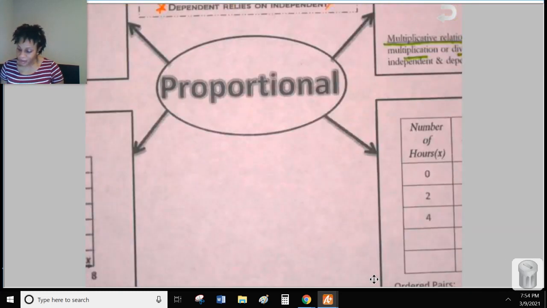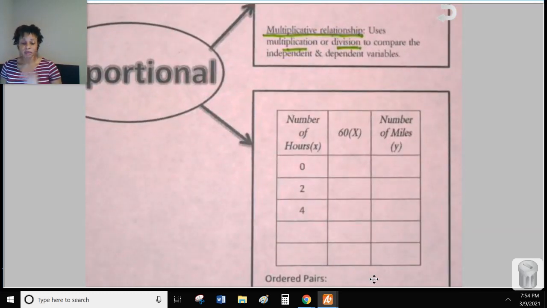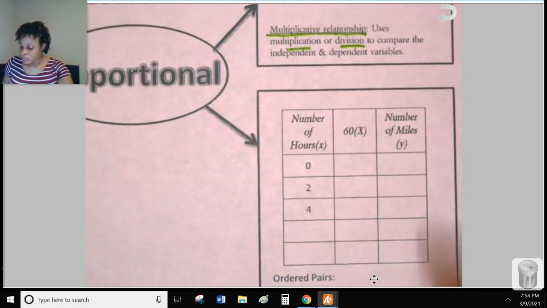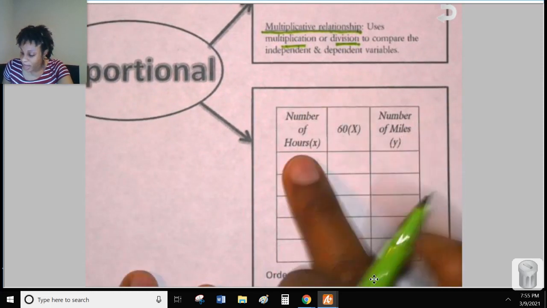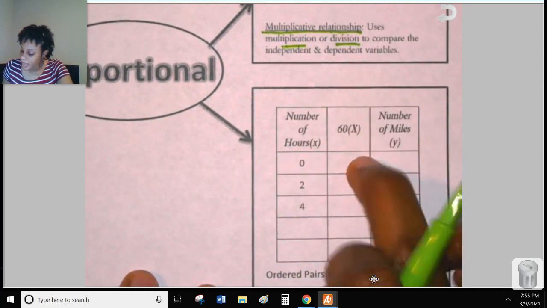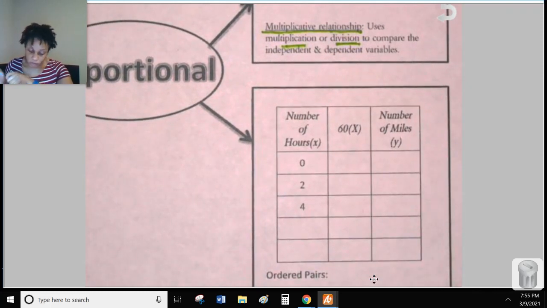Let's look at my table. So you're going to learn how you can take the equation, the situation, the table, and the graph, and all of these things connect, how you can use one to get the other once you get really good with this, okay? So in our table, it says number of hours, and then it says 60x, and it says number of miles. So I'm going to break down all these different components for us.